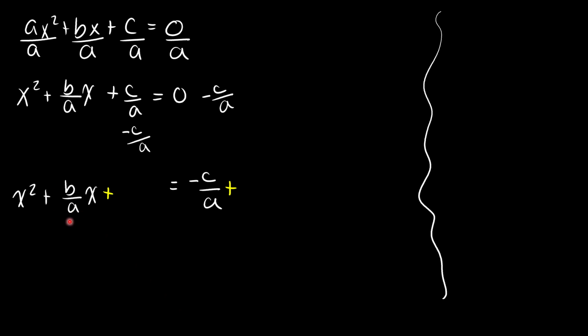Now, I have absolutely no idea if this number is even or odd, but I do know I need to divide it by 2. So we're going to take b over a divided by 2. Now, b over a divided by 2 is the same as b over a times 1/2. And then b times 1 is b, and a times 2 is 2a.